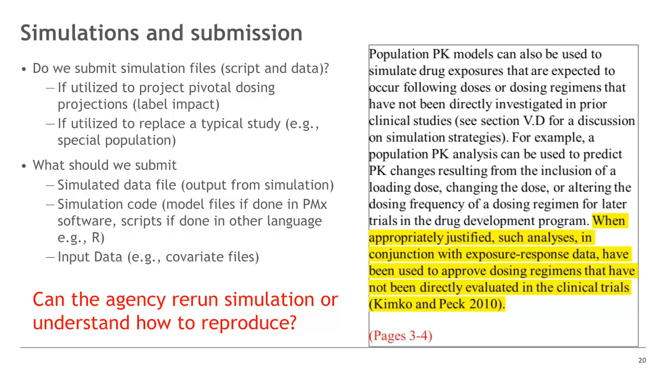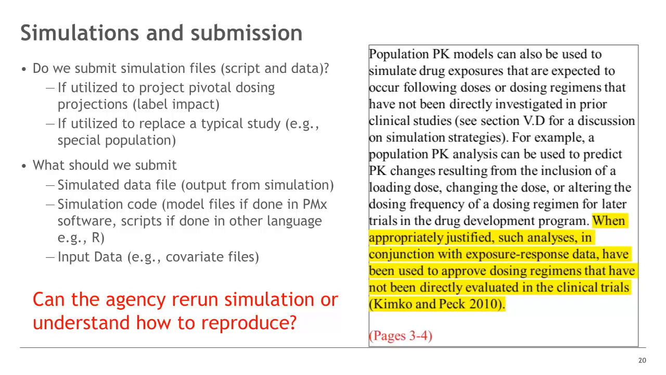So when it is critical to your submission package, then absolutely they want to see simulations and presumably the scripts used to create those simulation files for the input and output. So that's when we should submit them. What data should we submit when we submit simulations? Obviously, the input data file, so the covariate files or information that we use to set up the simulation, the code itself, whether we're doing it in R or some other type of program, and then obviously the simulated output. So they want to see those sorts of things included.